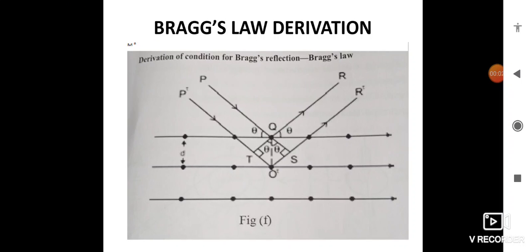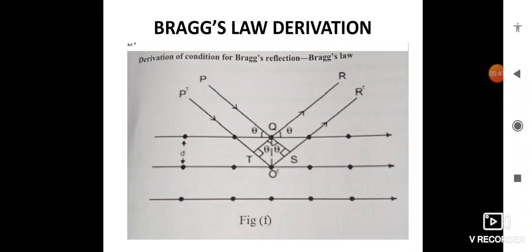Good morning, students. Today we need to derive the Bragg's law condition, that is Bragg's law. We know that visible light can be diffracted by using an ordinary grating, since the grating element is of the order of 10 power minus 6 meter, the wavelength of visible light. But the wavelength of X-rays is of the order of 10 power minus 10 meter, and the ordinary grating cannot be used for the diffraction of X-rays.